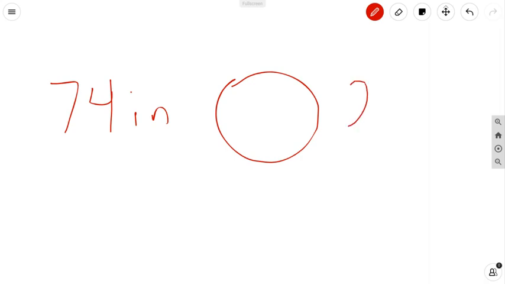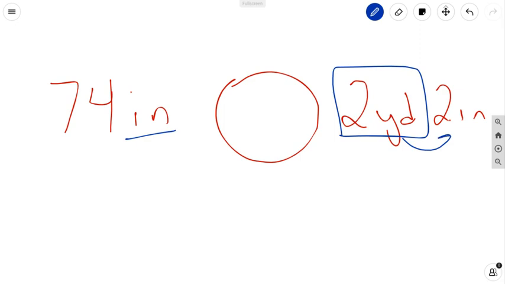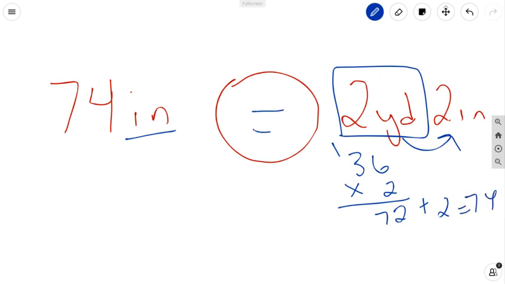So let's do another one. Let's do 74 inches, and let's do 2 yards and 2 inches. Again, the key being get them both to be the same. This is already in inches, so let's turn this into inches, and I'll just add that on. There are 36 inches in a yard, so I'm going to do 36 times 2 because I'm going from big to small. I'm multiplying. So I'm going to get 72 inches plus 2 is going to be 74. Hot dog, they are the same.